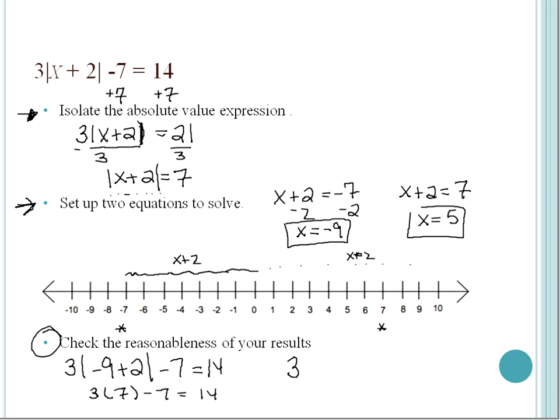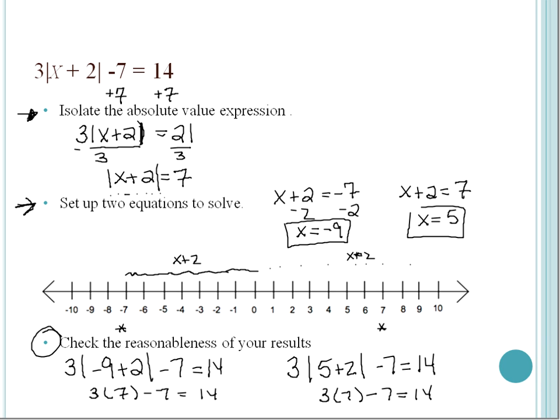And you're going to see very similarly if I substitute in 5. Look what's happening in that absolute value. Now instead of getting a negative 7, I got a positive 7. That's still 7 units from 0. And I can see that indeed 21 minus 7 is equal to 14.